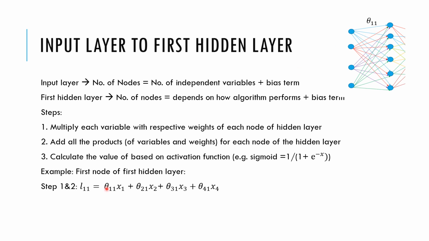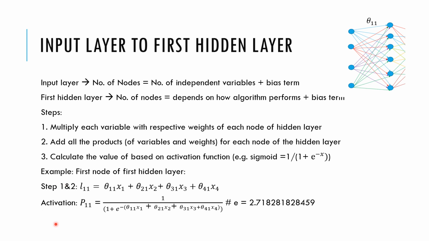Then theta 11 into x1, then theta 21 into x2, because 2 is the second node of the input layer and 1 is the first node of the hidden layer. Then plus theta 31 into x3, because this is the third node, plus theta 41 into x4, and then we add them together and supply to this node. So what is the activation function? Since we have chosen sigmoid, there are other options of activation functions as well.